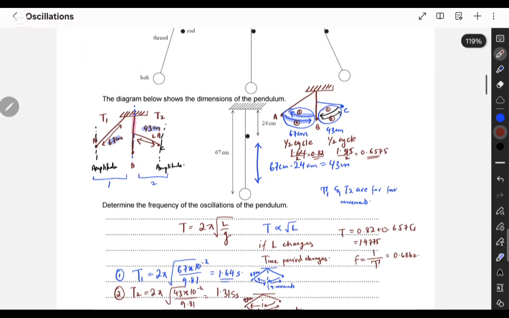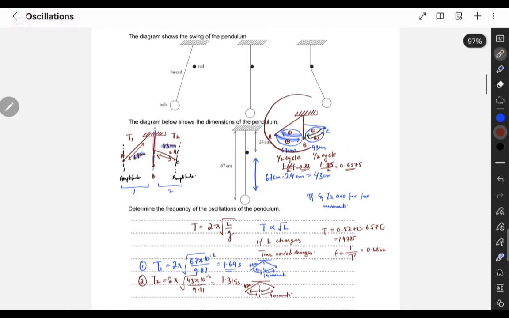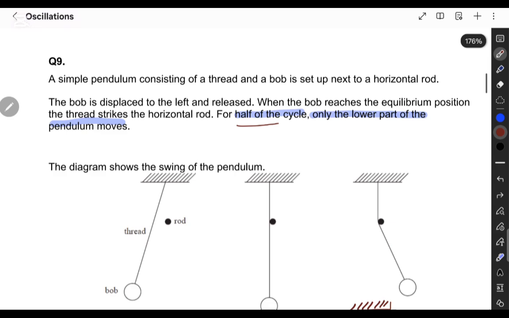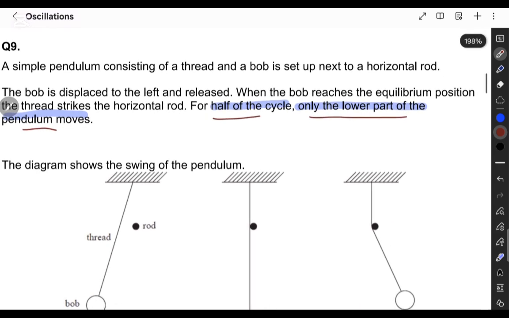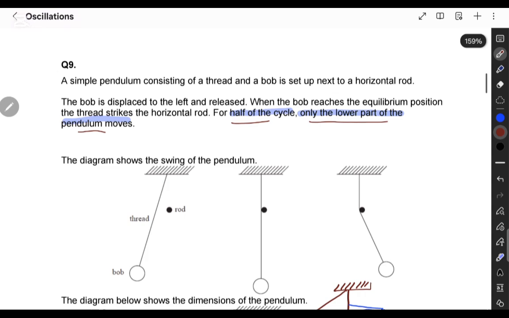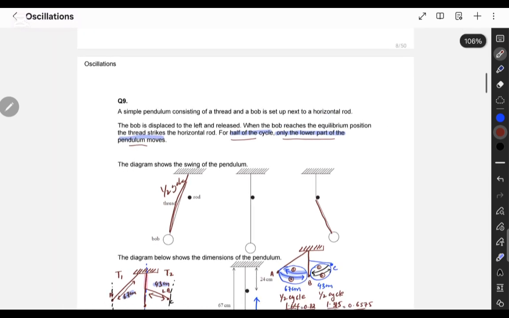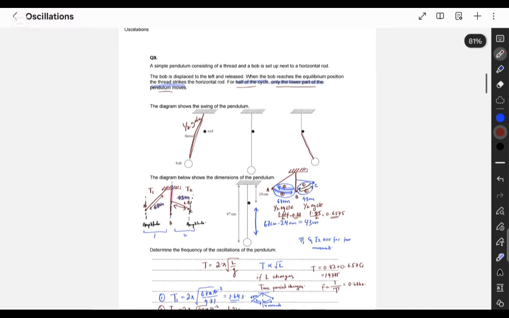Okay, so I hope this is clear. Again, if you don't get the idea of this, I understand it's a bit difficult. You can also take the hint from the question. Half of the cycle, only the lower part moves. The other half cycle, this entire thing moves. So half cycle is this, and the other half cycle is this. It is a bit tricky. I recommend watching this again and trying the question yourself. Then you will really get the essence of this question. Alright, that's about it.